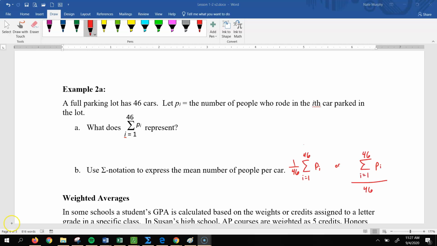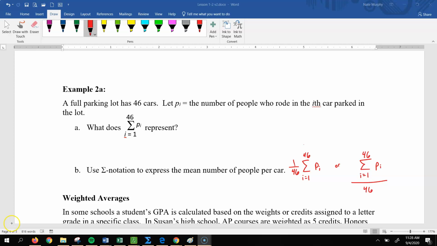All right, well, how did you do? Again, you could have done it either one of these ways. My personal preference is the first one, to say that we would find the sum of those 46 cars, and then we would multiply it by 1/46, or like I said, you could divide by 46 as well. So that is how you do sigma notation.